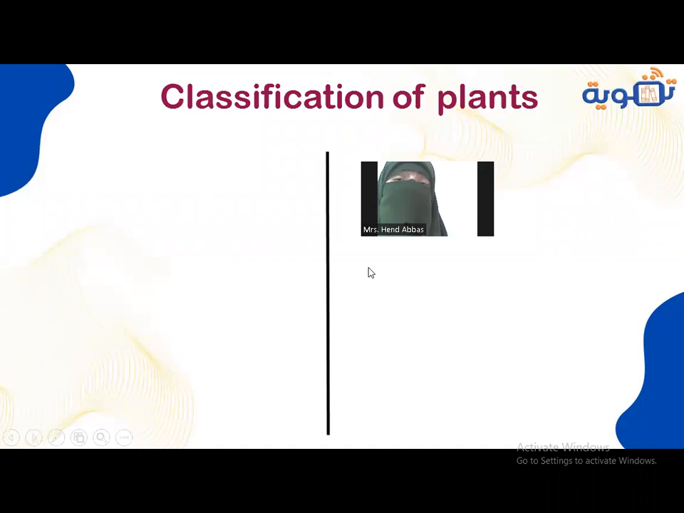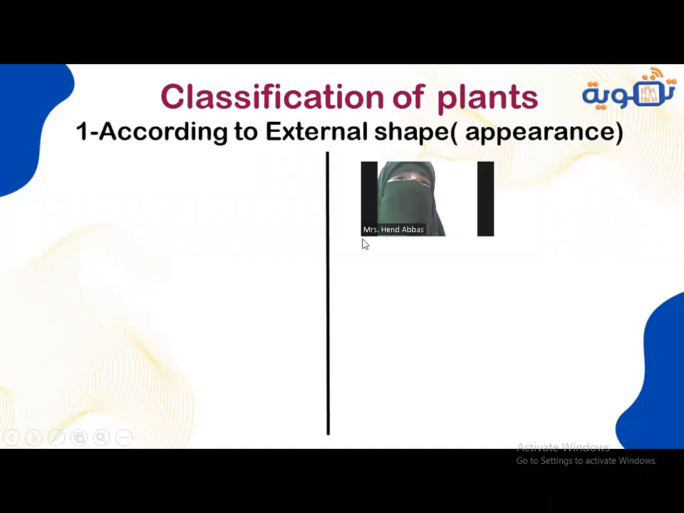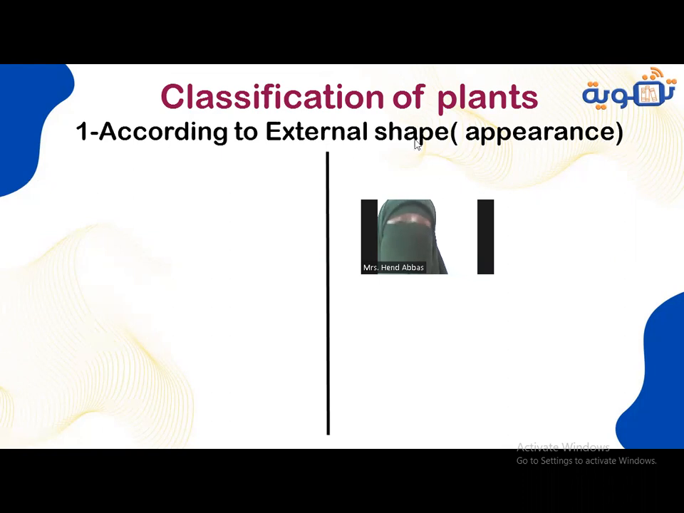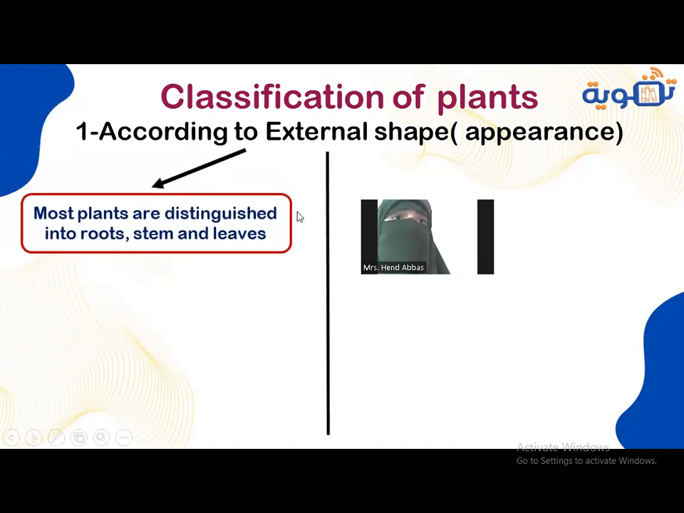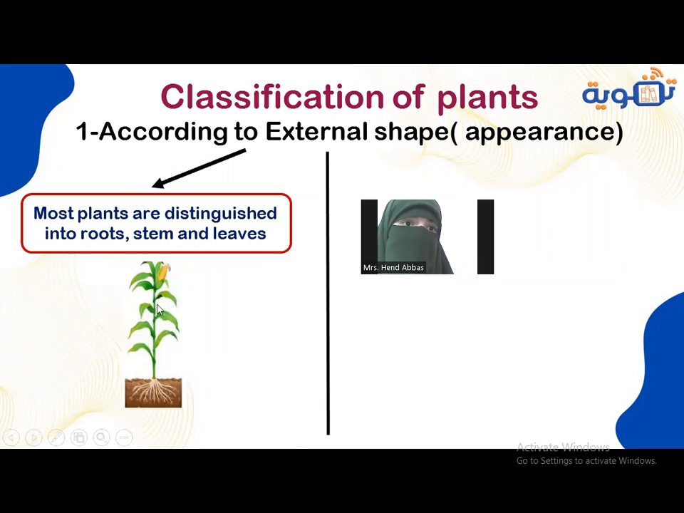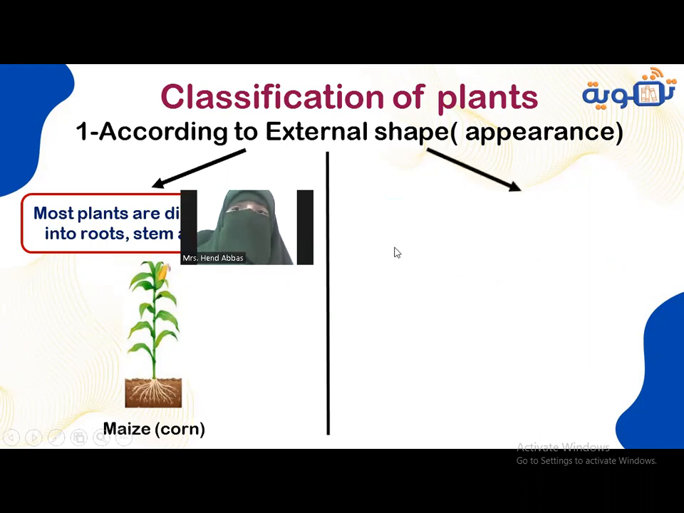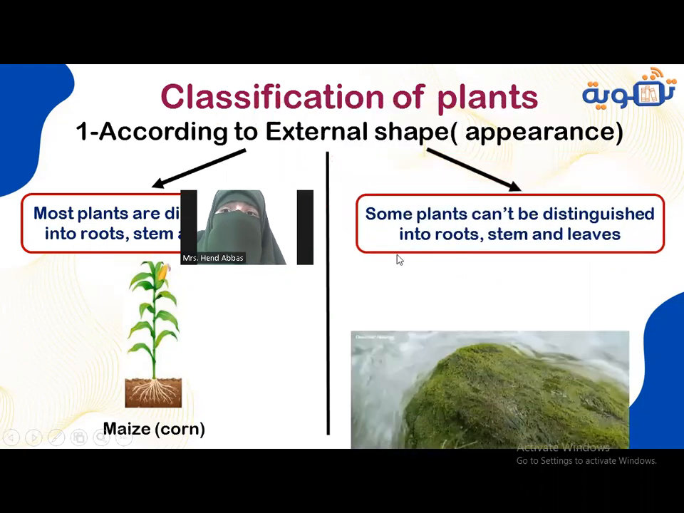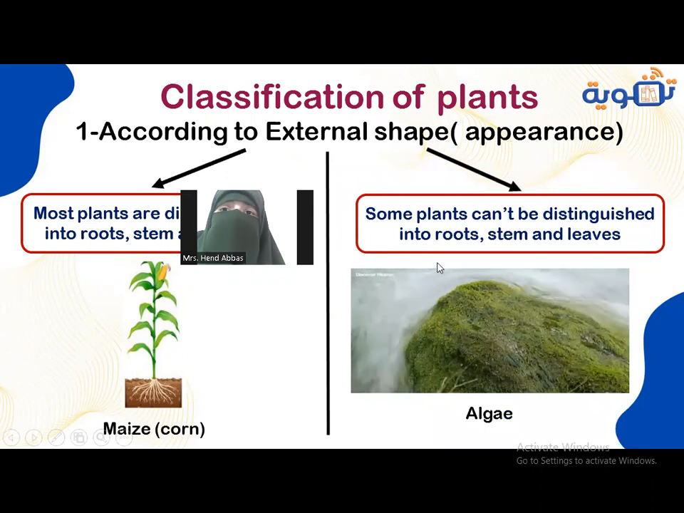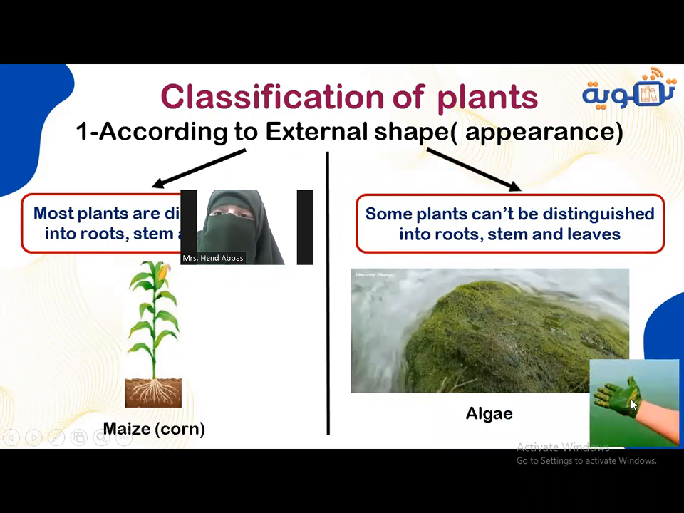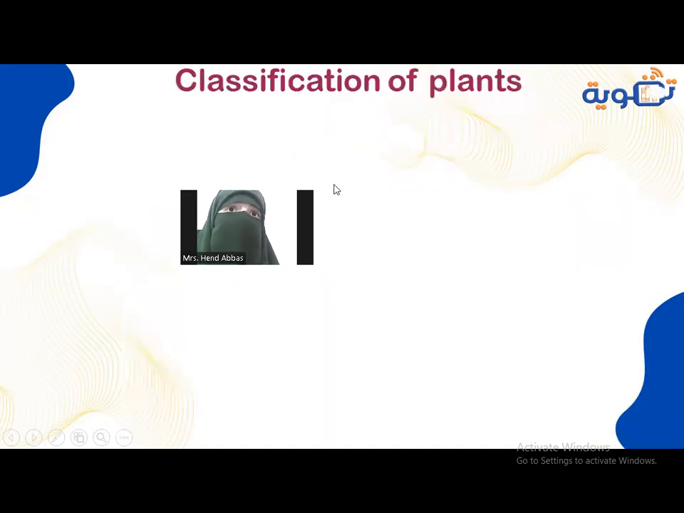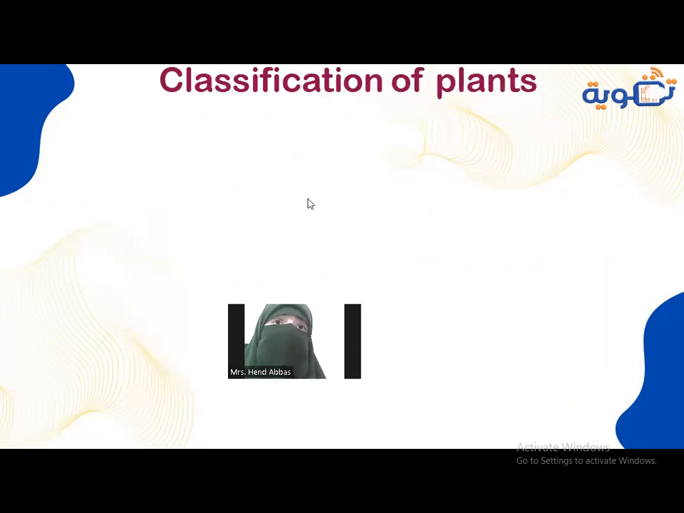Okay, let's make the classification of plants. Classification of plants according to, first, their external appearance or external shape. We divide them into 2 groups. There are some plants that can be distinguished into roots, stem, and leaves, like the maize plant. There are some plants that we cannot distinguish between the roots, stems, and leaves, like algae. Look at them, very, very small. So from the external appearance, we can differentiate between the first 2 groups of plants.